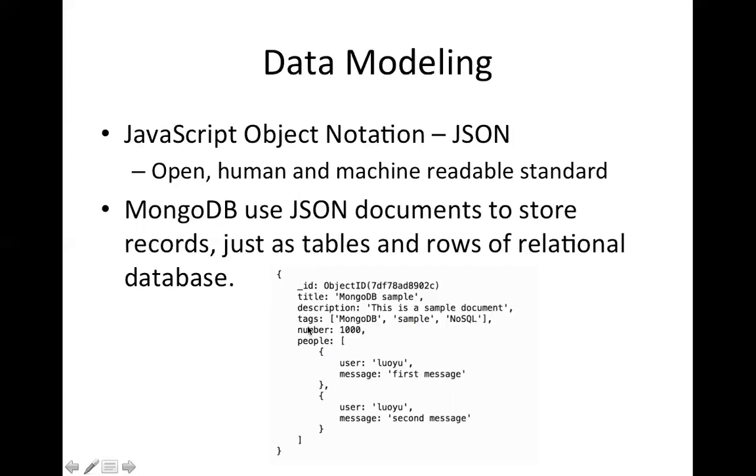What's the text? Text is a MongoDB sample, MySQL. And what's the number? Number is 1,000. Who is the people there? So it's the Luo Yu, and he sent 2 messages. So it's very easy for the user to read what's included in the document, and it seems easy to do the key value pairs there.